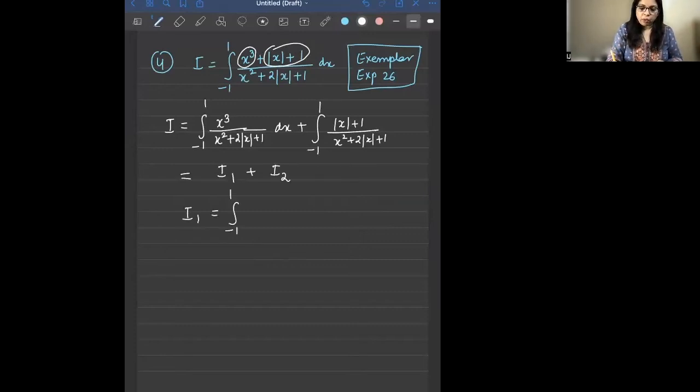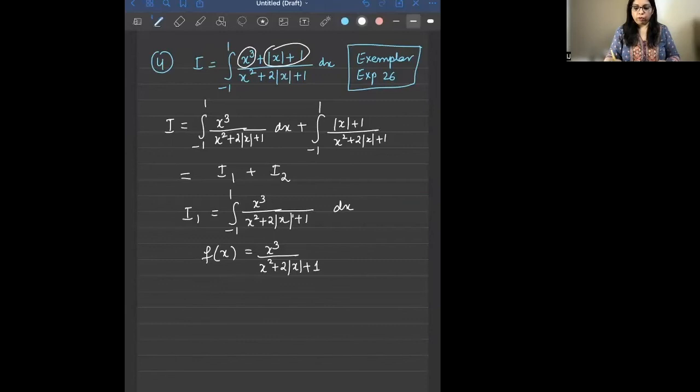I1 is minus 1 to 1 x cube upon x square plus 2 mod x plus 1 dx. Put fx is equal to x cube upon x square plus 2 mod x plus 1. We will check whether it is odd function or even function. So we will put minus x instead of x. So this becomes minus x cube, and minus x ka whole square is x square only, plus 2 mod x plus 1. So this is negative of fx. So this is odd function. And if this is odd function, then according to properties of integrals, I1 ki value will be equal to 0.